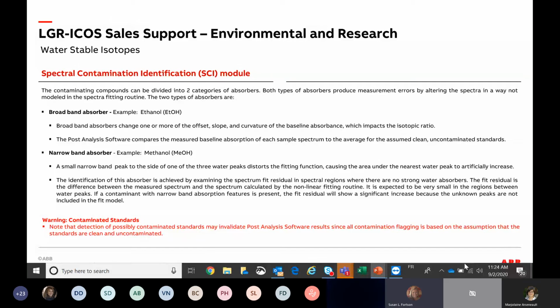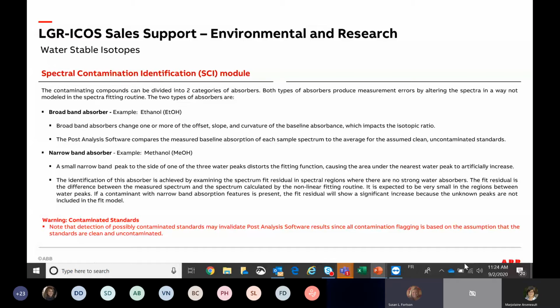The fit residual is the difference between the measured spectrum and the spectrum calculated by the non-linear fitting routine. So it's expected to be very small in the regions between the water peaks. If a contaminant with narrowband absorption features is present, the fit residual will show a significant increase because the unknown peaks are not included within the fit model.